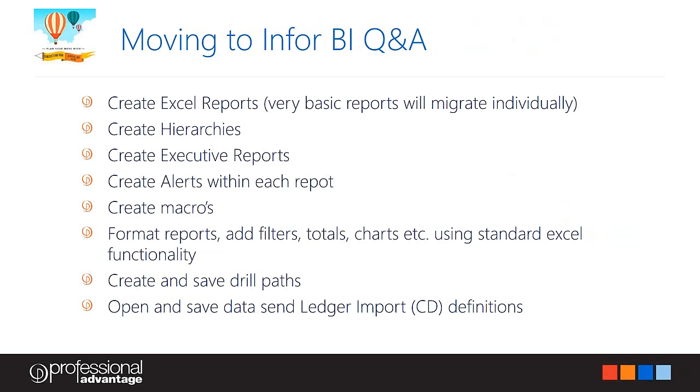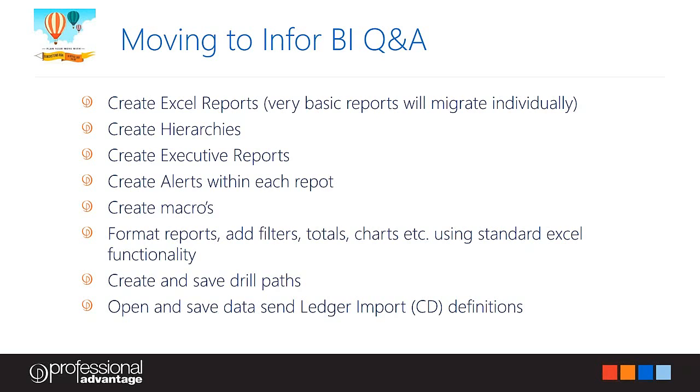So what does it entail moving to QA BI? Although it's a very similar tool to Q&A 10, most reports will need to be recreated. There is no migration or upgrade path. So some very basic Excel reports can be individually migrated, but your complex Excel reports will need to be created. Hierarchies also don't move across and will need to be created.